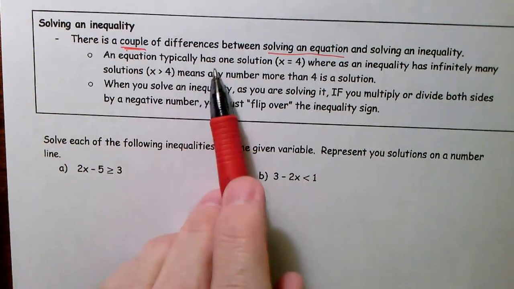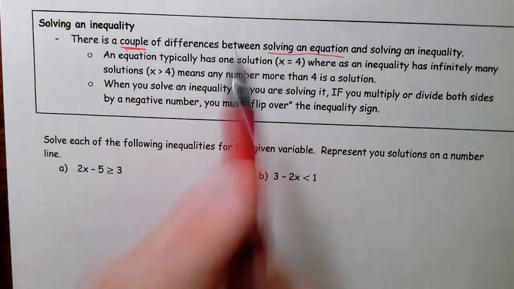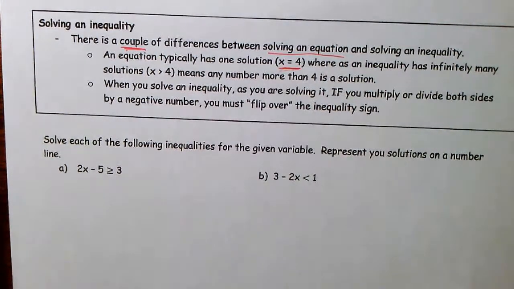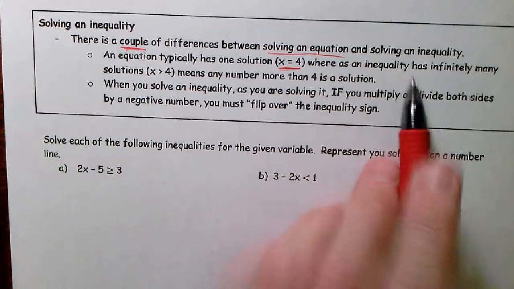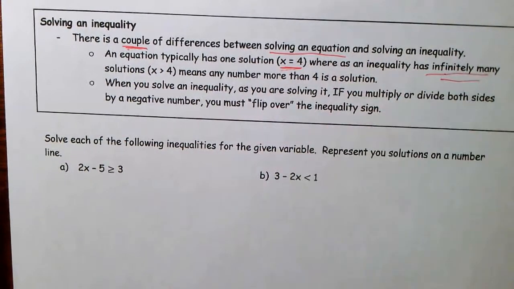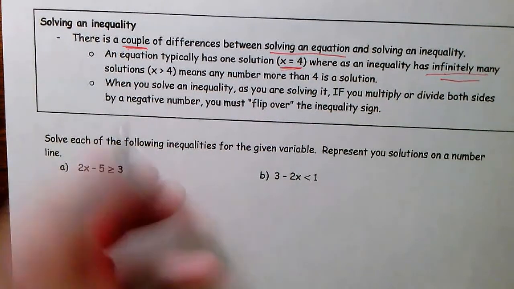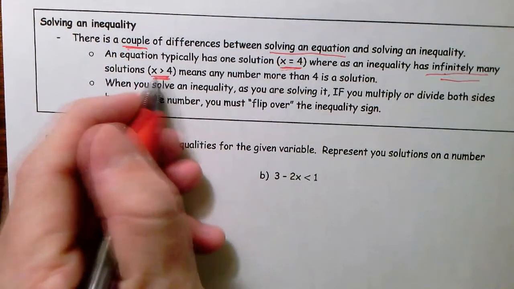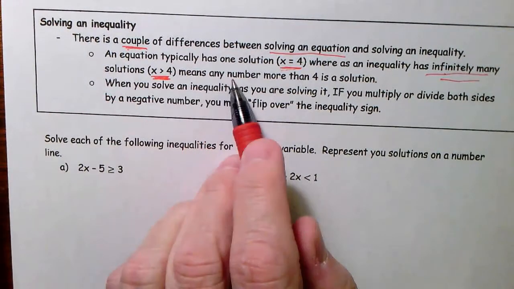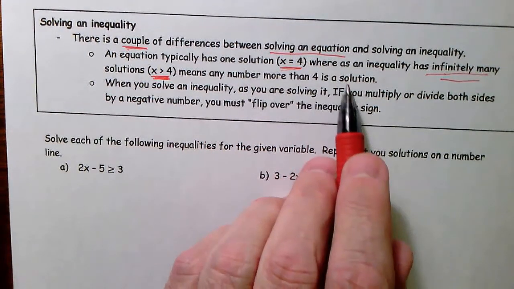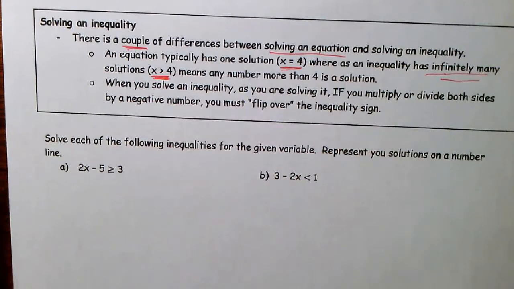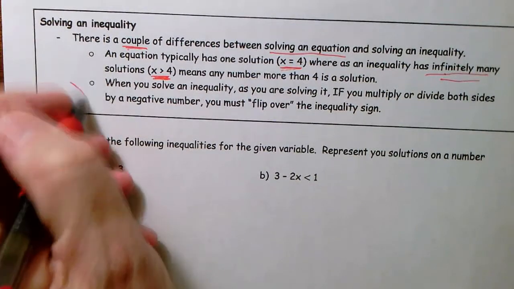An equation typically has one solution, like x equals 4, and 4 is the only number that makes the equation true. Whereas an inequality has infinitely many solutions. So like when x is greater than 4, it means that any number more than 4 is a solution, right? So 5, 6, 7, 4.2, 4.3, infinitely many solutions. That's a small thing. This is a big thing.